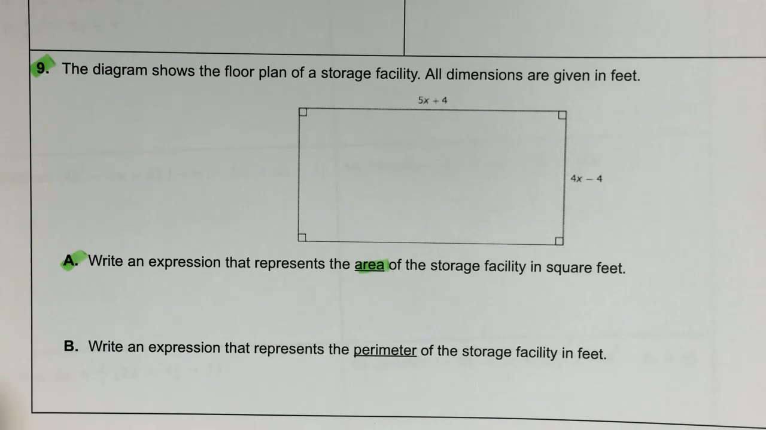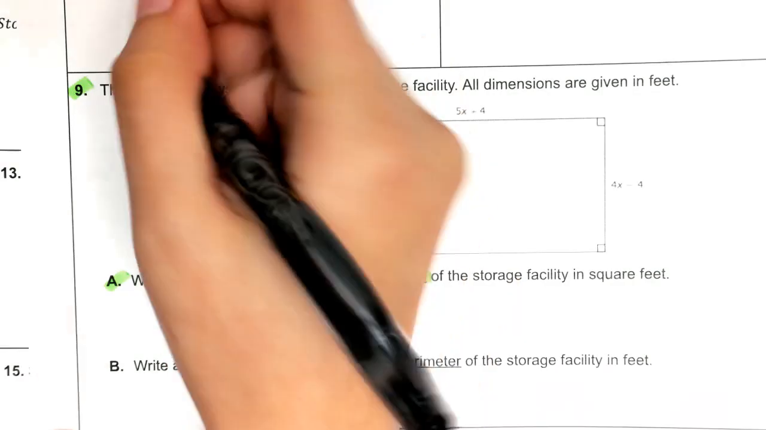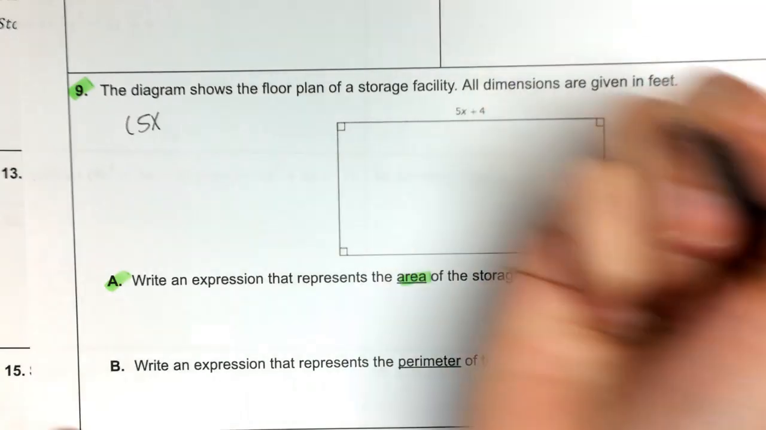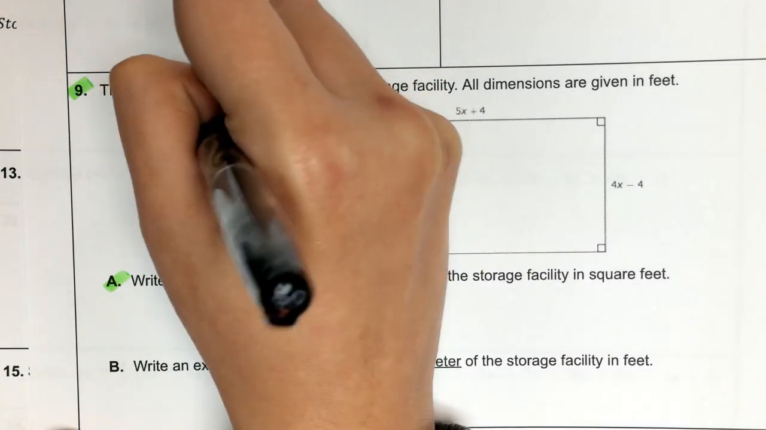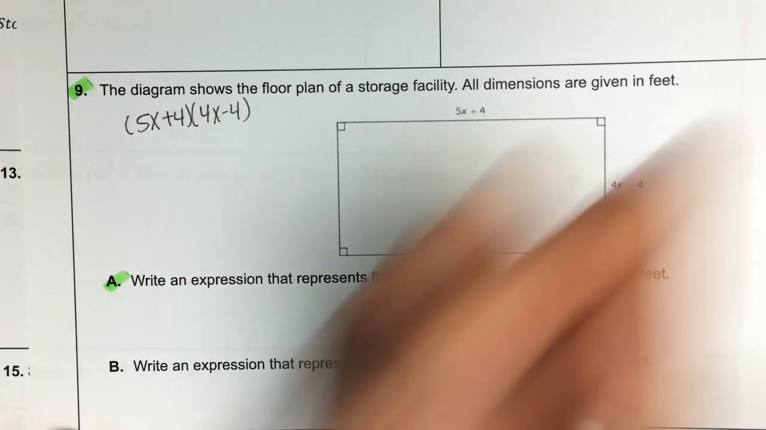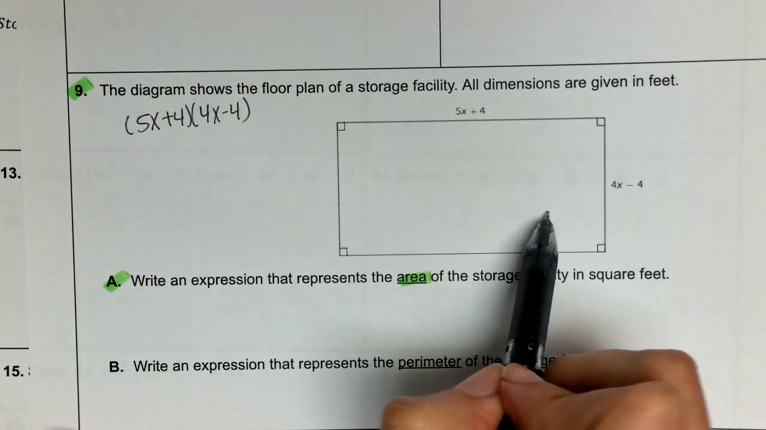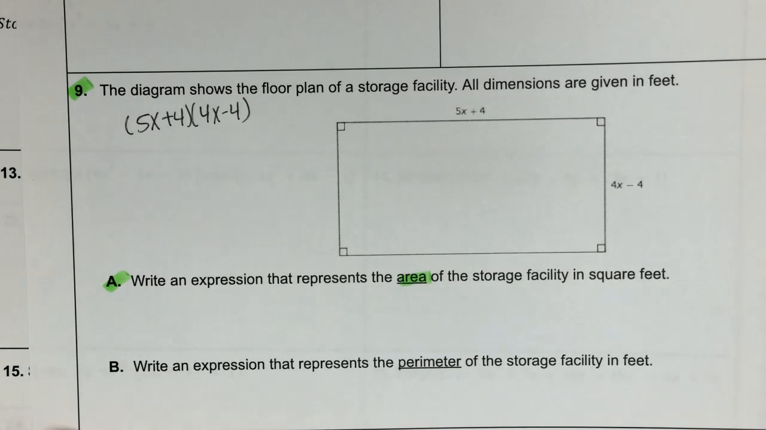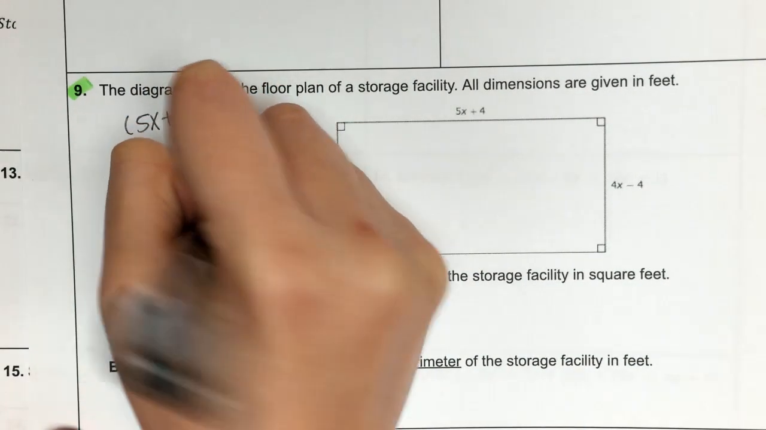So to start this problem off, since we're going to find the area, I'm going to multiply my polynomials. So I'm going to write my polynomials so that they can be multiplied. So 5x plus 4 multiplied by 4x minus 4. So this is the way or the notation to show that I am multiplying these two polynomials. And once again, you can use double distribution, you can use the box method, whichever way you prefer. I'm going to use the box method again. So I'm going to draw a 2 by 2 box.